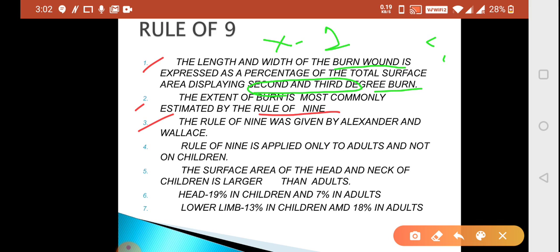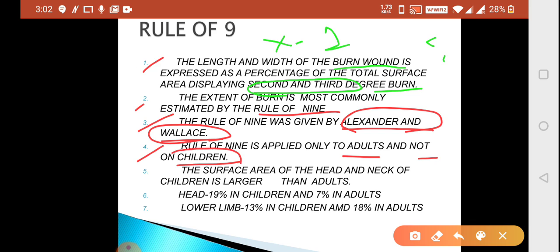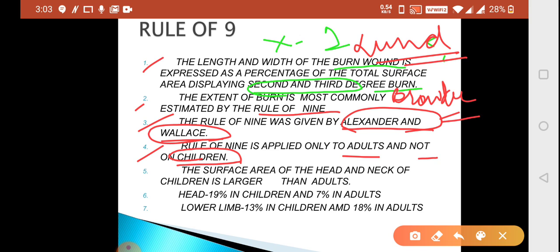And another important question that is asked is that the rule of 9 was given by Alexander and Wallace. So this is a very important point, because the name of the scientist is usually asked. And the rule of 9 is applied only to the adults and not to the children. So for the children we use the Lund-Browder chart.